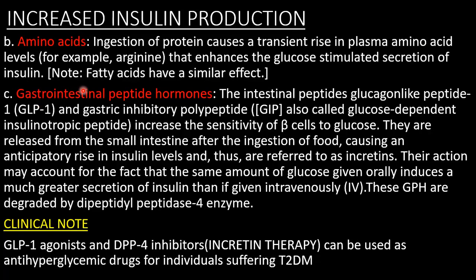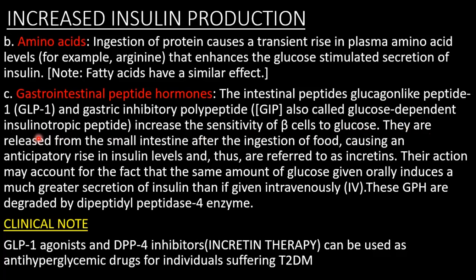Now, let's look at gastrointestinal peptide hormones. The intestinal peptides such as glucagon-like peptide, abbreviated as GLP-1, and also gastric inhibitory polypeptide, GIP, which is also known as the glucose-dependent insulinotropic peptide, usually increase the sensitivity of the beta cells to glucose.